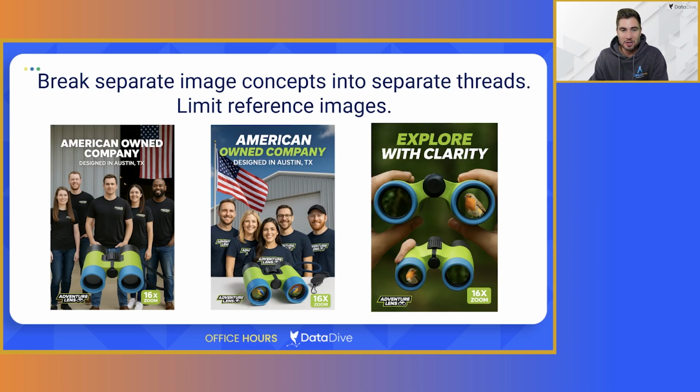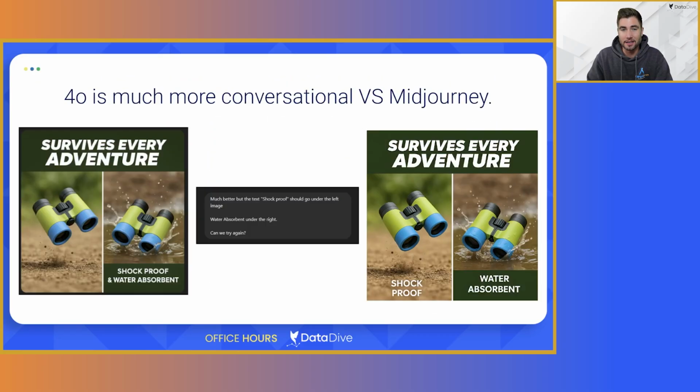And you can see that ChatGPT does a really good job with this, but it's also bringing in some elements of our magnification graphic. And you can see this one is just really messed up. We've got a hanging finger. So what I've found is that if you break separate image concepts into separate threads or separate tasks, and you limit the number of reference images that are given, you're going to get much better outputs, and the AI tends to not get so confused.